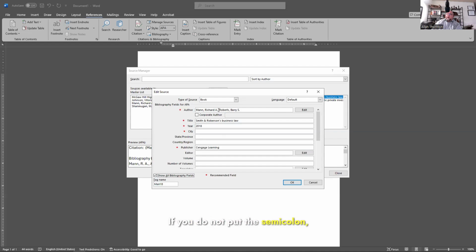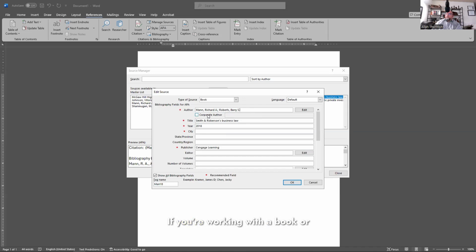If you do not put the semicolon, it will consider all this one word. So you have to put the semicolon after you finish that author's name, and you have to do last name first, then first name. Then you put in the next one in the same format. All right, it's not a corporate author.